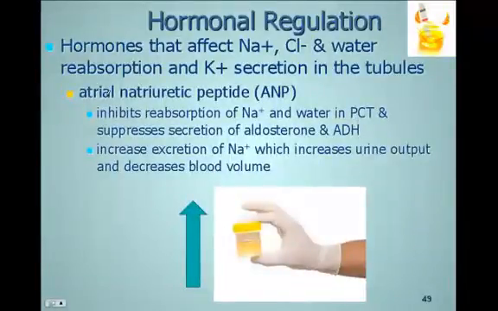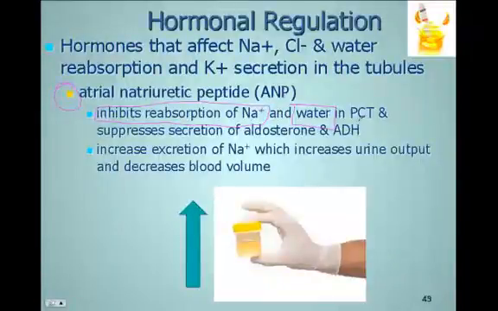Okay, so another hormone that we're going to talk about is ANP, or atrial natriuretic peptide. This hormone is going to do just the opposite of aldosterone. So you can remember it in that way. It's going to inhibit reabsorption of sodium. And if it's inhibiting reabsorption of sodium, then we're not going to be reabsorbing water either, right? Because that water moves with the sodium.